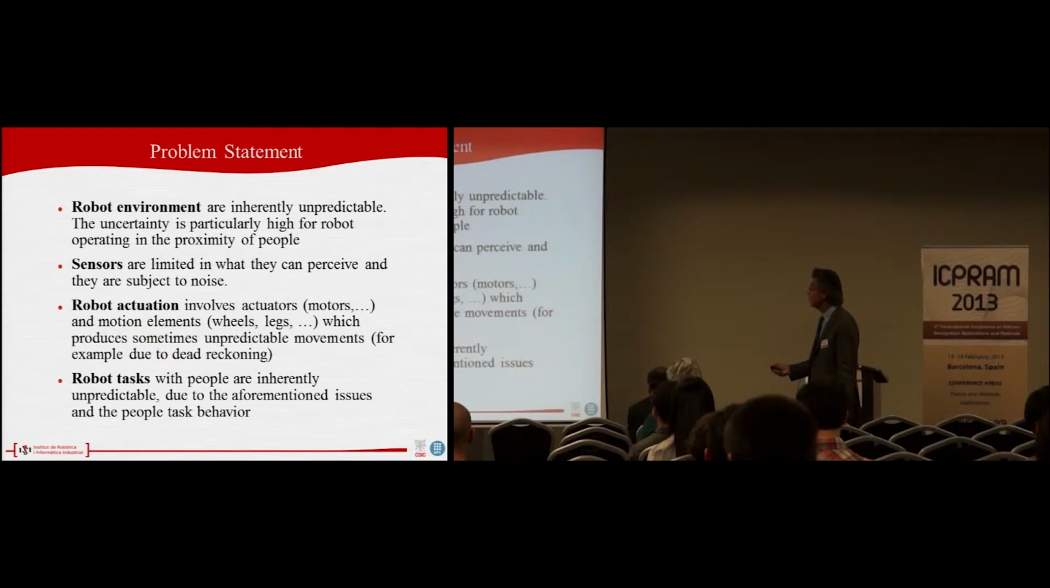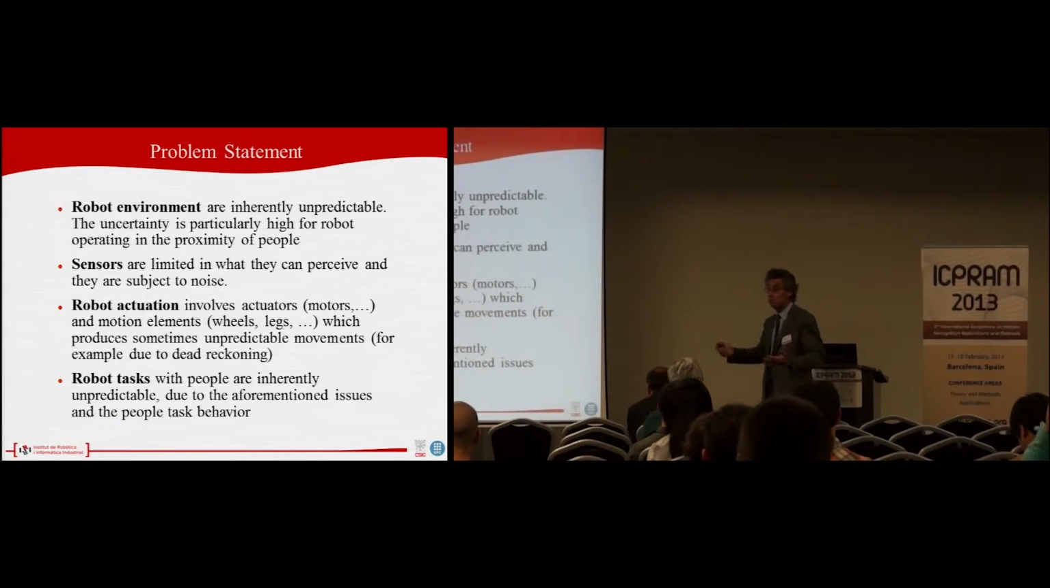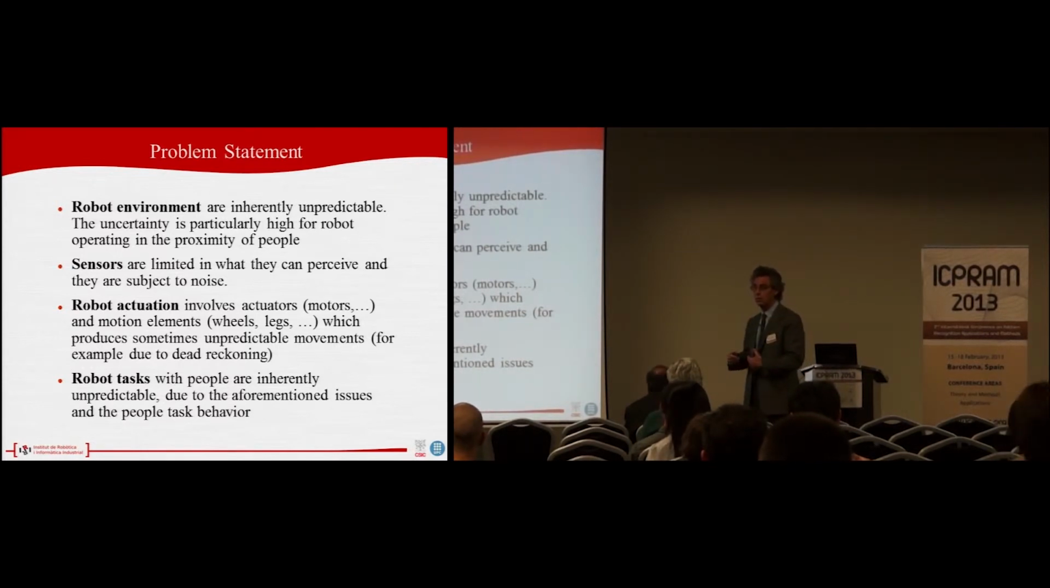Robot environments are inherently unpredictable. The uncertainty is particularly high for robots operating in the proximity of people. Why? Because people usually have their own behavior. They do what they want to do, not what the robot is doing. And when a person is in front of a robot, the person can move away, can change position, orientation, can go up to the robot, whatever.